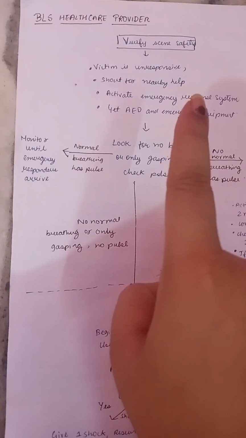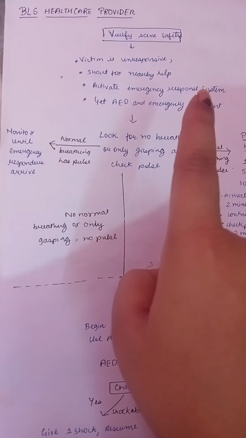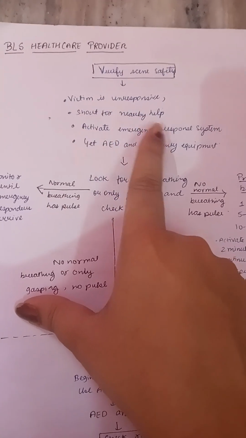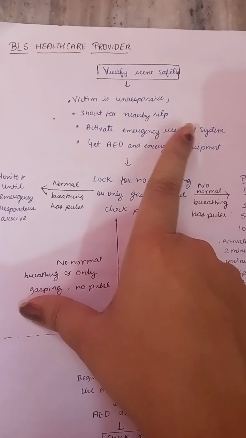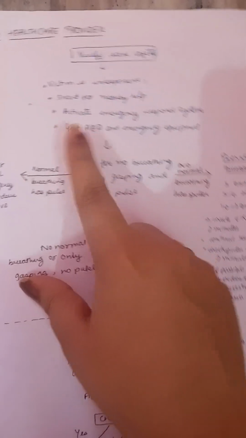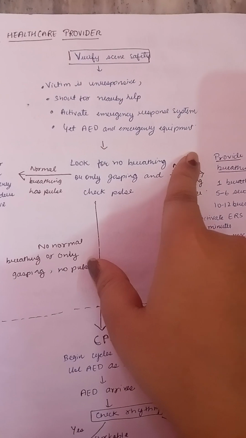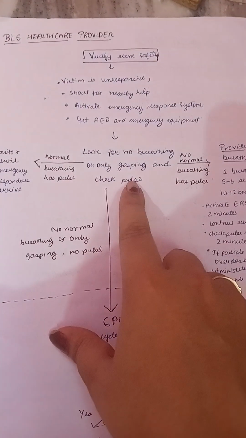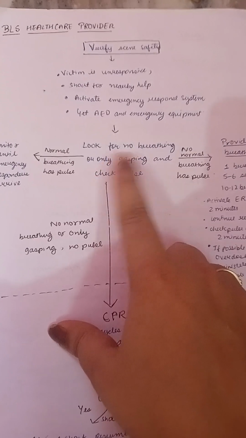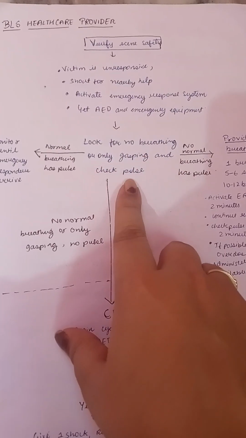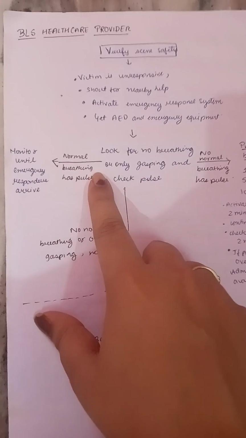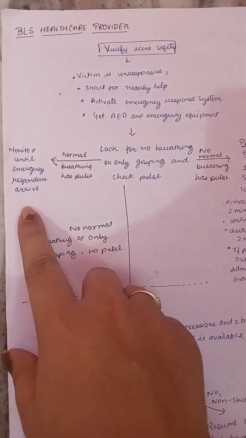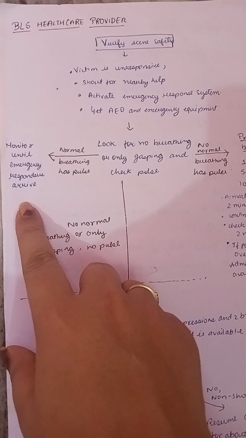BLS healthcare provider. They verify scene safety. Then if the victim is unresponsive, shout for nearby help, activate the emergency response system, get the AED and emergency equipment. Okay. Now look for no breathing or only gasping and check pulse. If there is normal breathing and has pulse, monitor until emergency responders arrive.